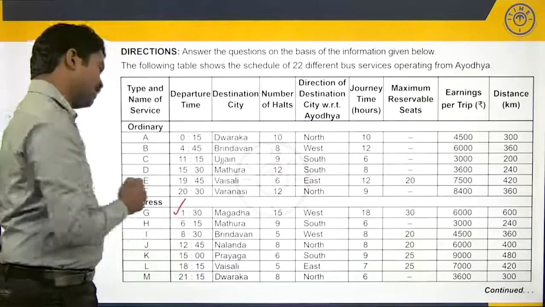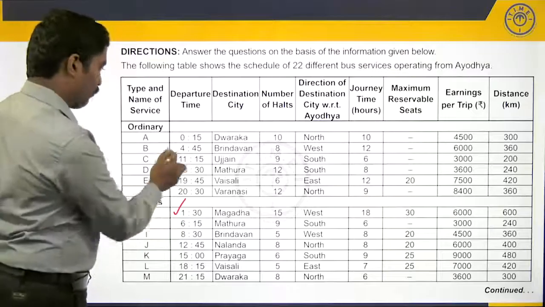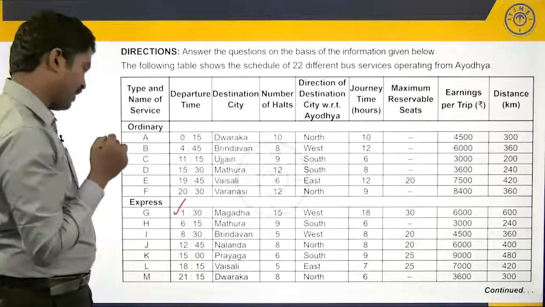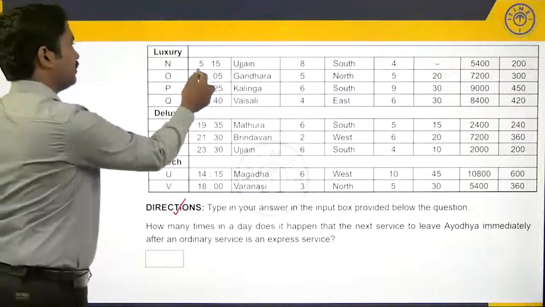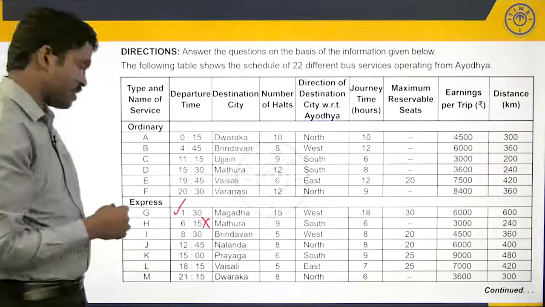Okay. What about the 6:15? The 6:15 in the morning trip. Before that, we have a 4:45 trip. But let's see if there's anything else between 4:45 and 6:15. There's a 5:15 trip. So clearly, this one is not coming immediately after an ordinary trip.